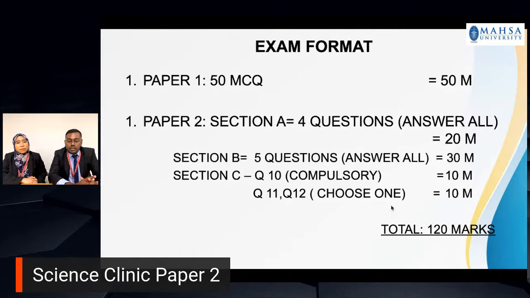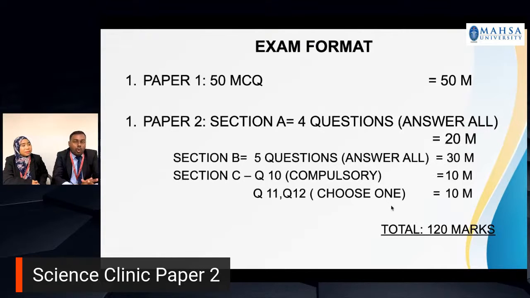The total marks for this paper 2 is 70 marks, which means it carries the highest weightage. So as a student, you must be well prepared for paper 2. The total marks for the science paper, consisting of paper 1 and paper 2, is 120 marks. These 120 marks will be converted into 100, which gives you your final mark.